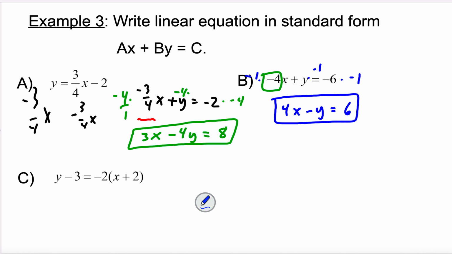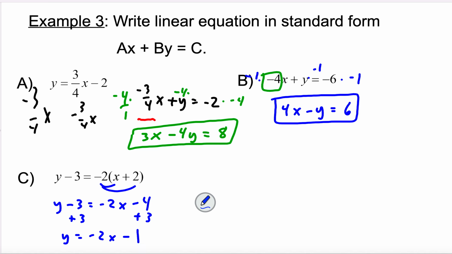What about letter C? Well, the first thing I would do here is use my distributive property and distribute the -2 through the parentheses so we can start seeing what's going on with this problem. So -2x minus 4. So I'm going to bring my constants over on the other side first because I know I have to get the constants over there. So I get y equals -2x minus 1.